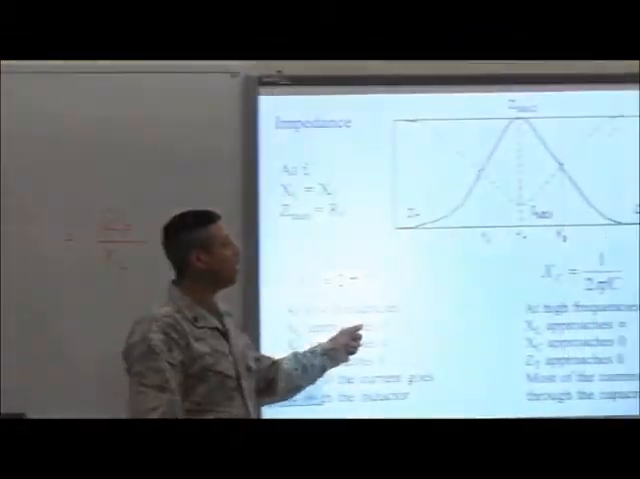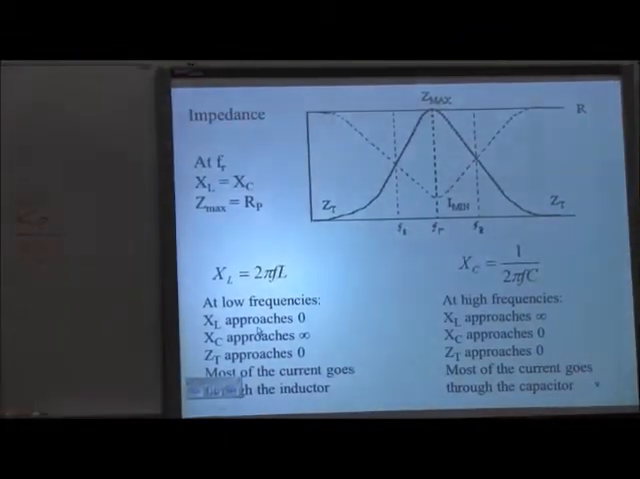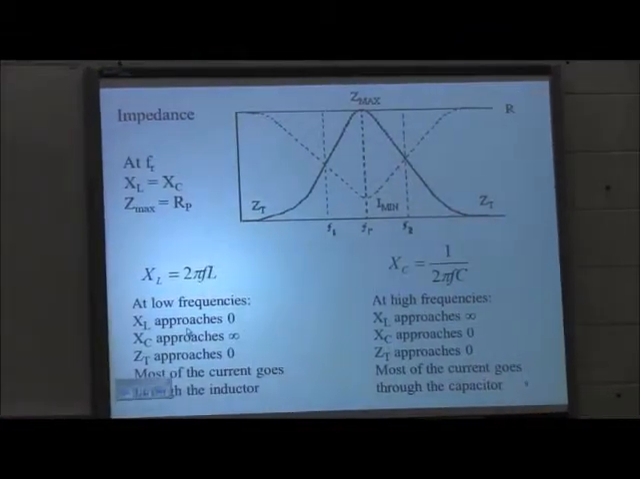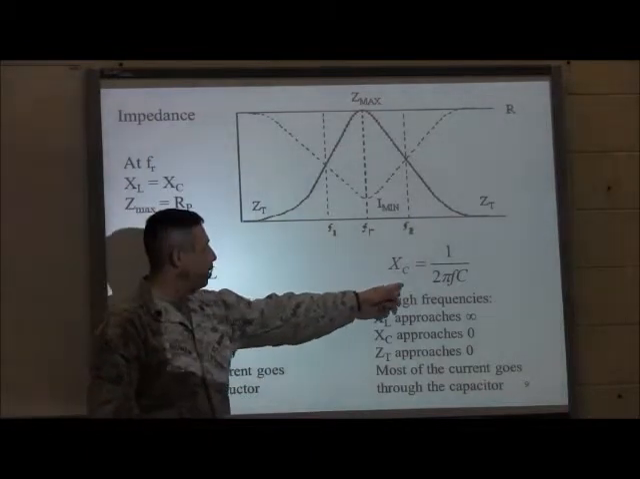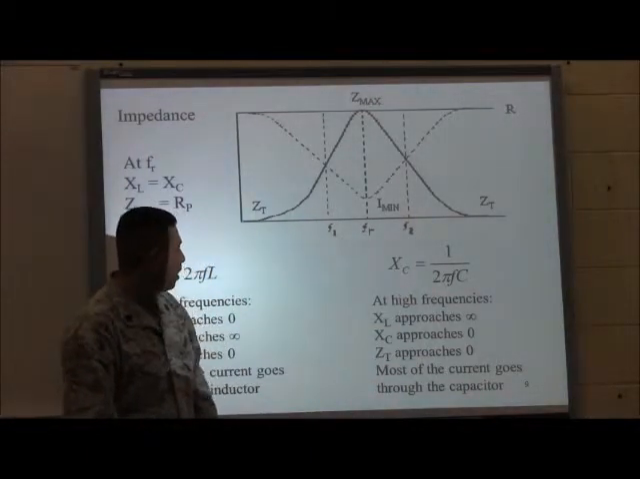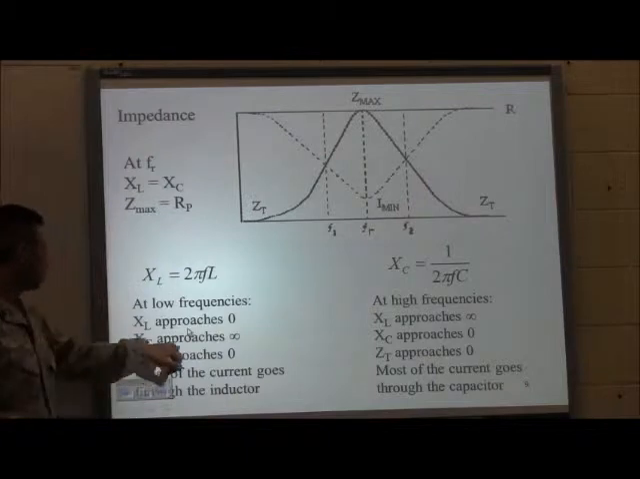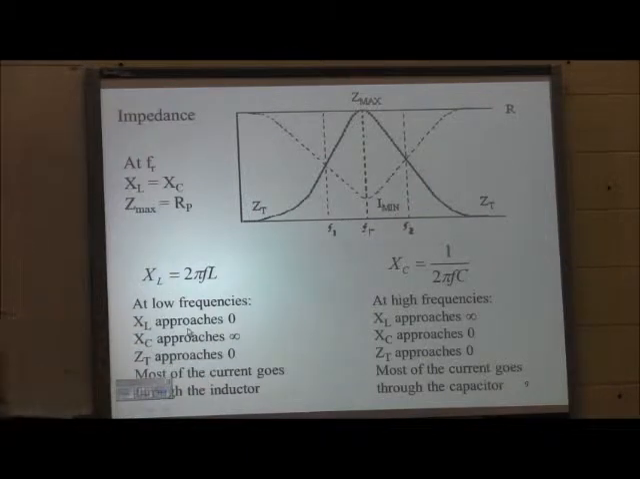So at F1 in a series circuit, or in a parallel circuit, at F1 the circuit is acting what? Yeah, it's acting inductively, which means that the current of the inductor's branch is bigger than the current of the capacitor's branch. Which makes sense because at low frequencies our capacitor is an open.